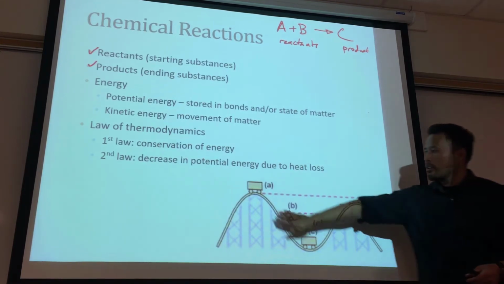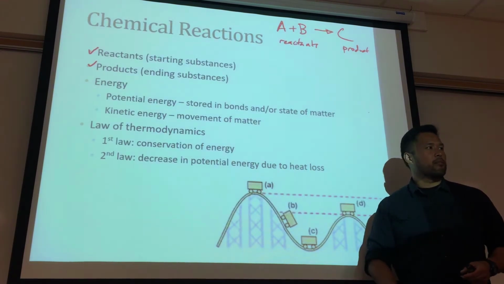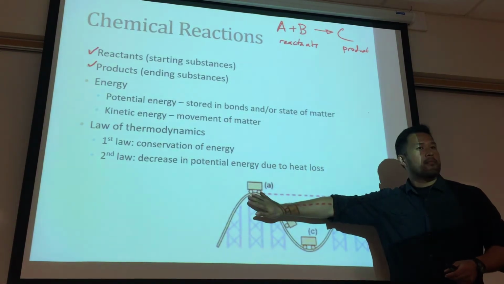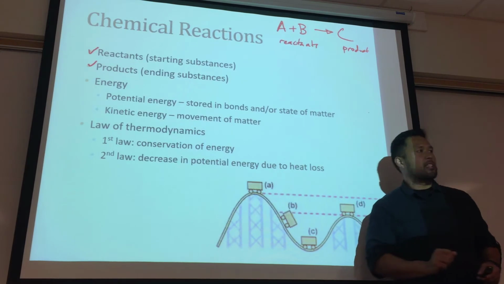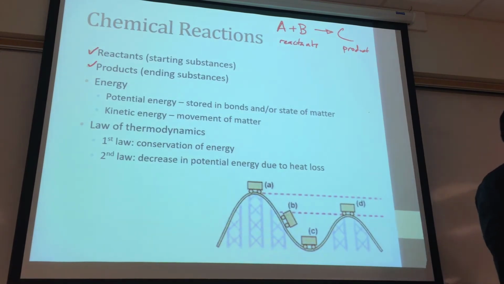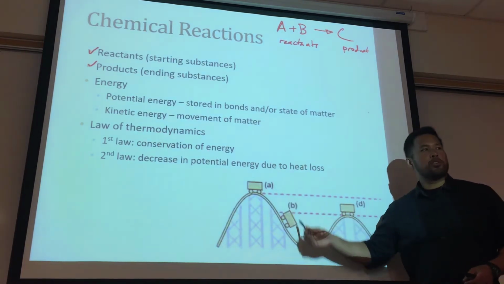If you were to touch the wheels of that roller coaster cart, it would be hot. There's a certain amount of heat that's given off, and that's part of the energy transfer that occurs. There's a loss in potential energy that happens due to heat loss.